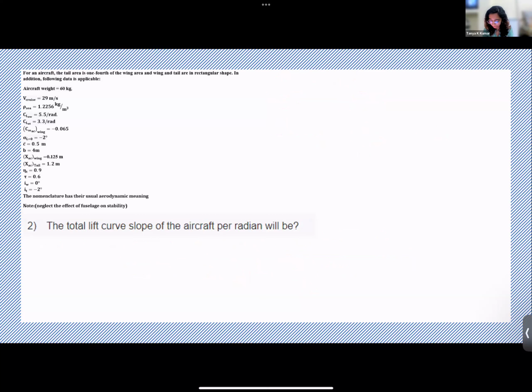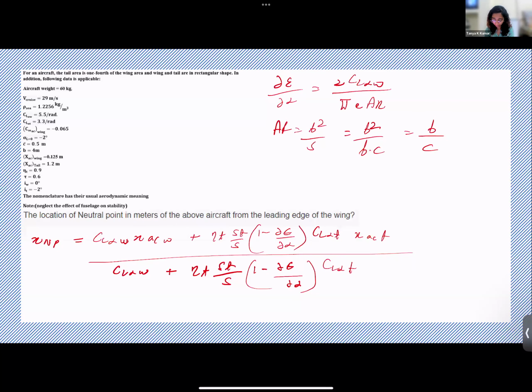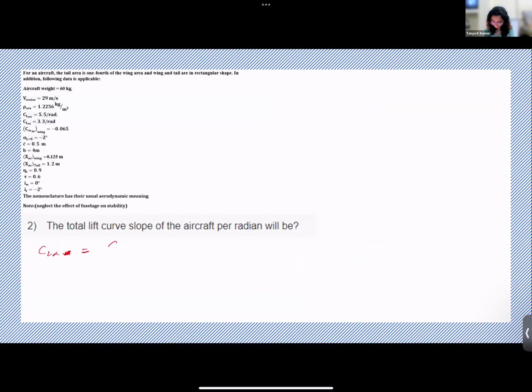The total lift curve slope of the aircraft in per radian will be, so it's just the denominator of the weighted average. It's the sum of the weights. So total lift curve slope CL alpha will be CL alpha wing plus eta tail ST upon S, 1 minus d epsilon by d alpha, CL alpha of the tail. Again, you have already calculated the denominator in the previous question. That exactly is the value here.